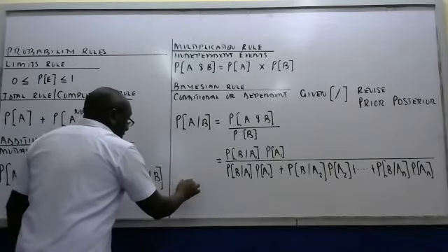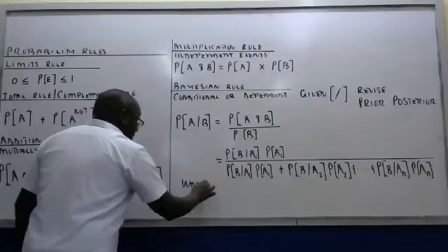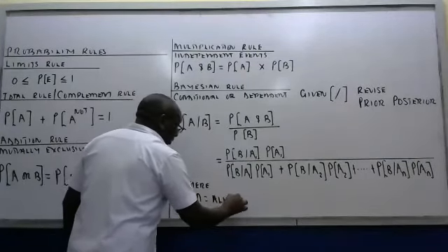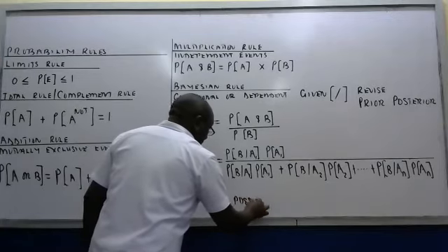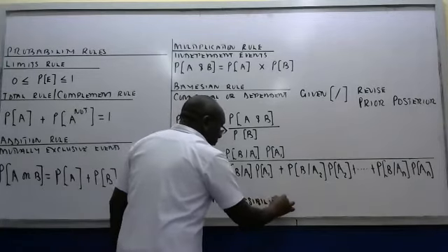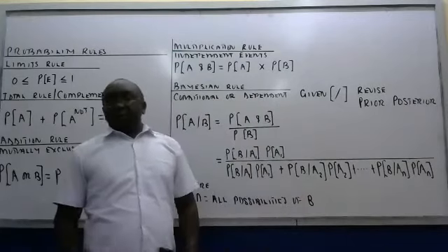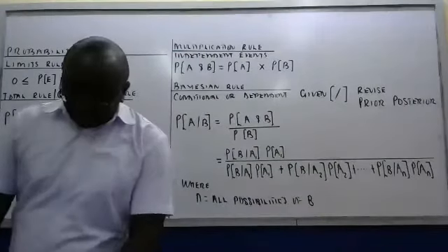Where the A's up to N are all possibilities of B. Possibilities mean where B can be found.